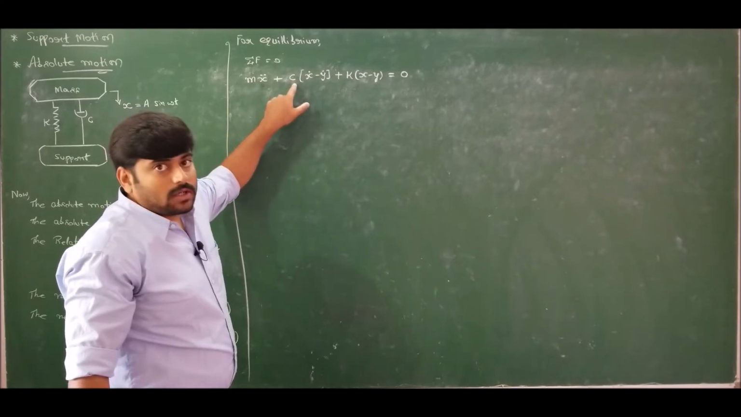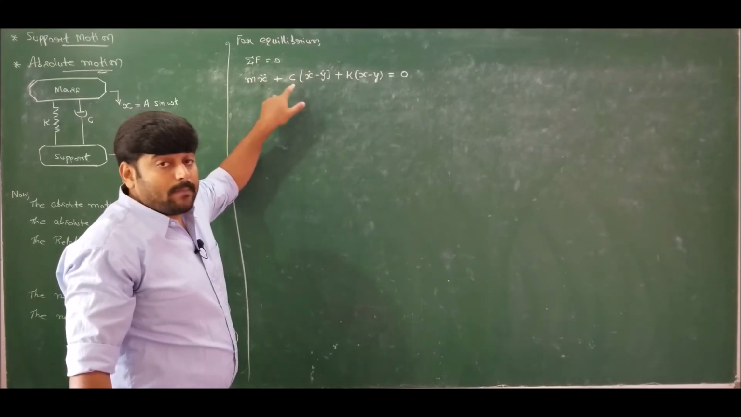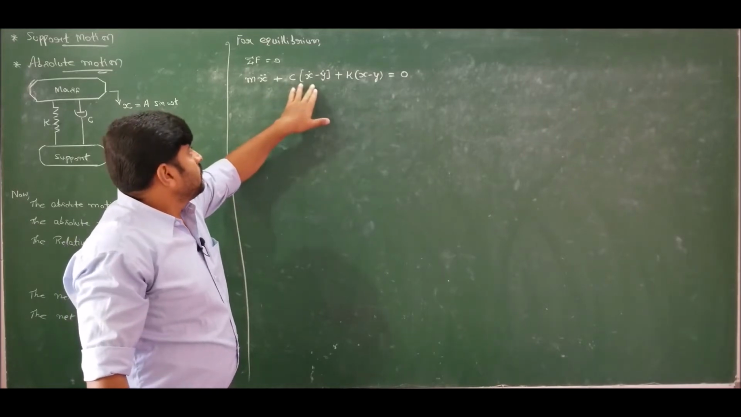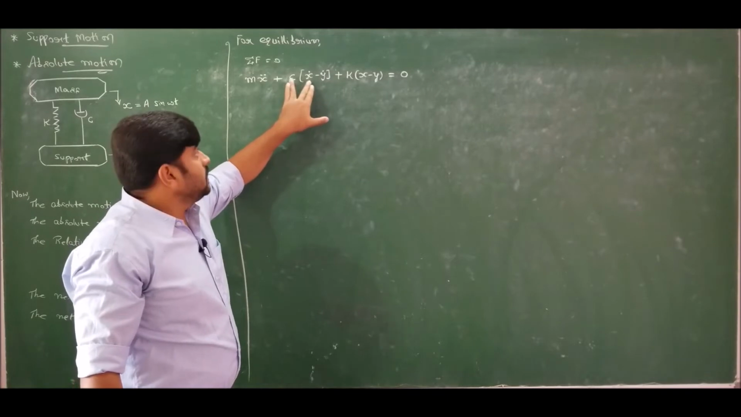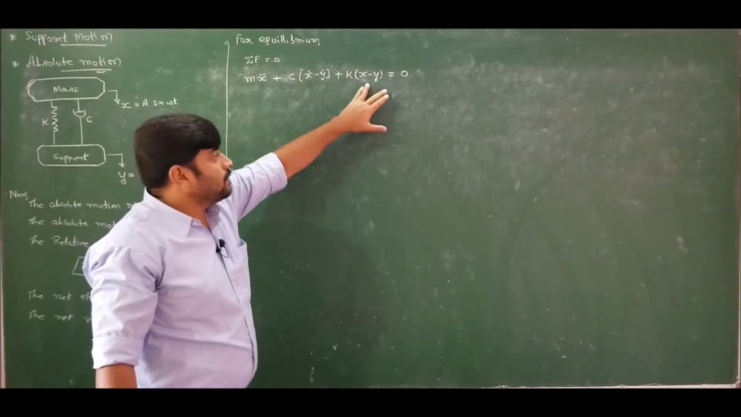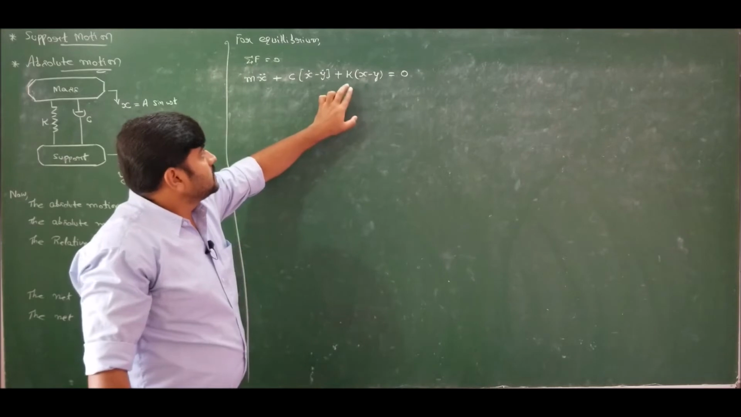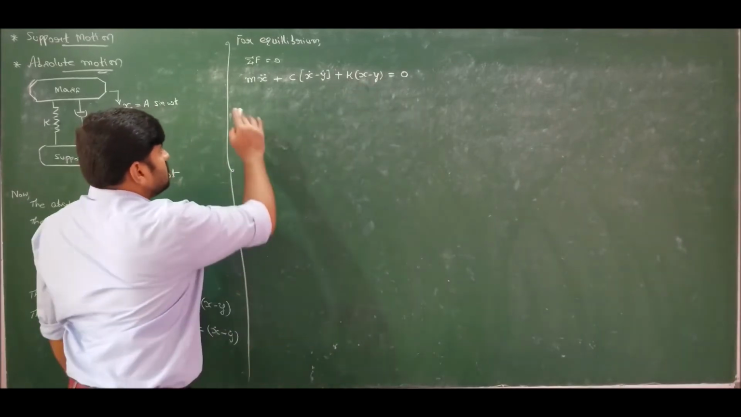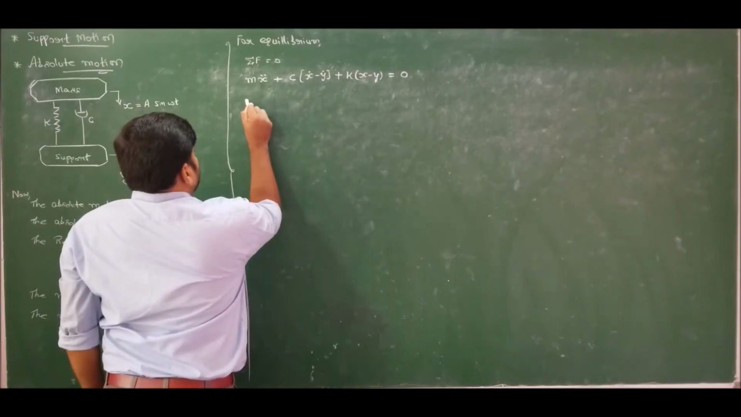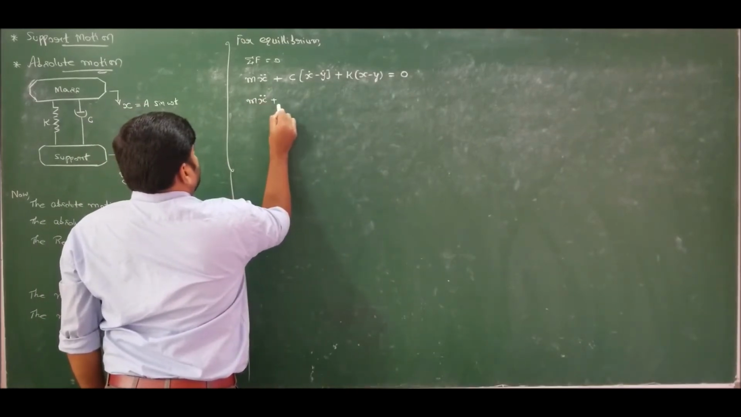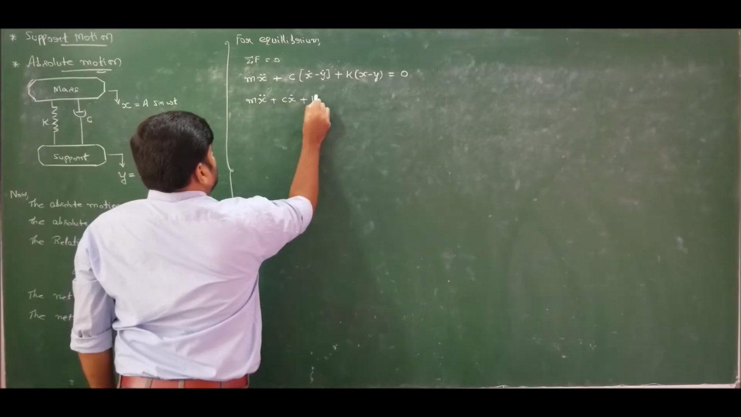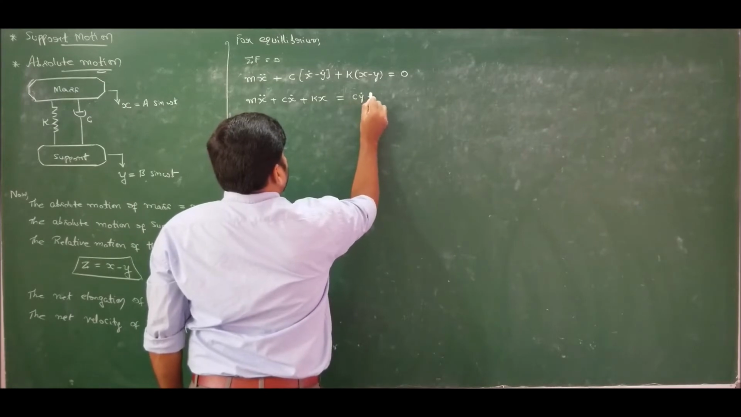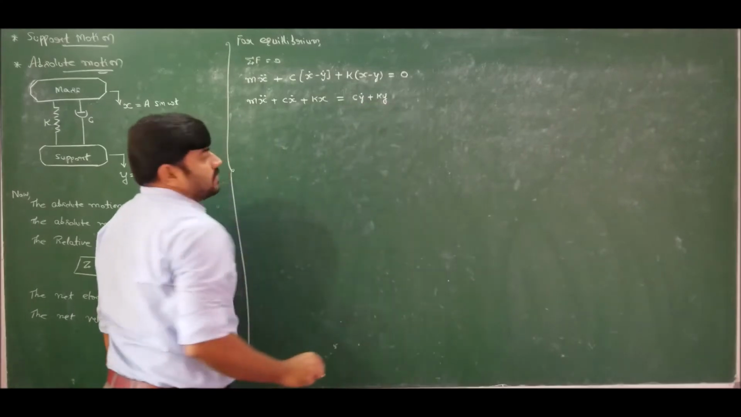Coming for dashpot, the damping force is damping coefficient times the velocity. Here the net velocity is x dot minus y dot. Therefore, the damping force will become c into x dot minus y dot. Here the net compression or elongation is x minus y. Hence, the spring force is spring stiffness times the deflection. Now, if I resolve this, what I am going to get? m x double dot plus c x dot plus k x will be equal to c y dot plus k y, correct?